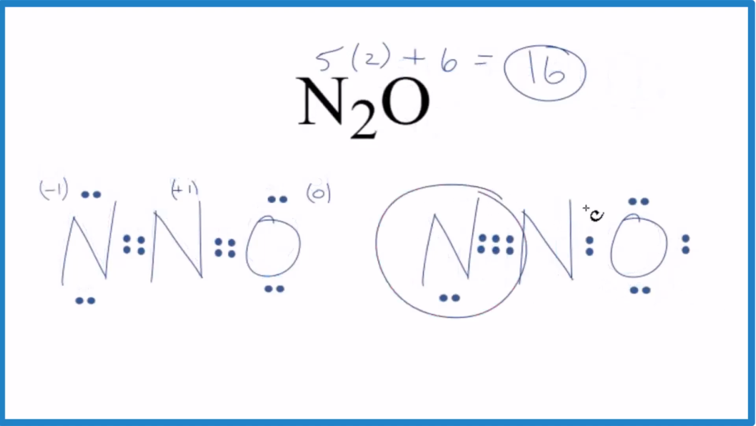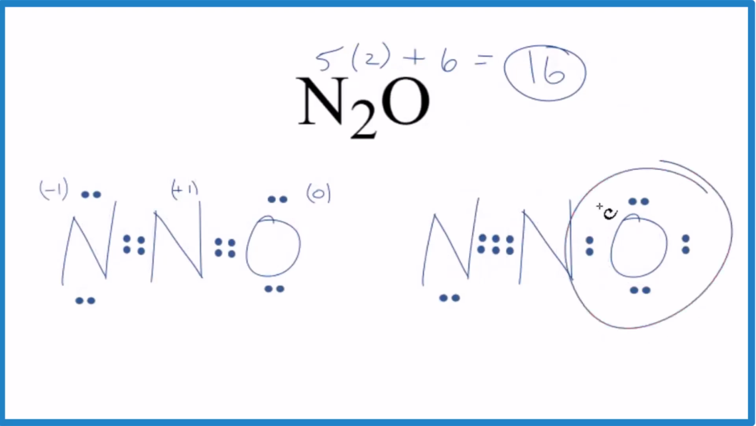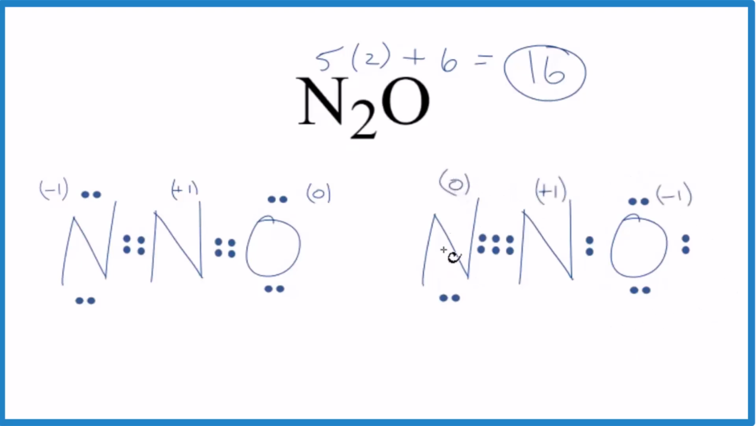We have 8 valence electrons here, 8 here, and 8 here. We're using 16. Let's write the formal charges in for this structure. So it doesn't look that different. We have a +1 and a -1, but there is a key difference, and that's that oxygen is more electronegative.